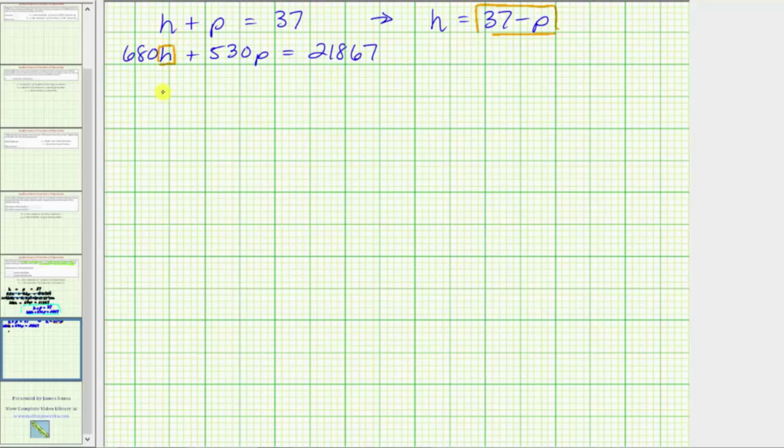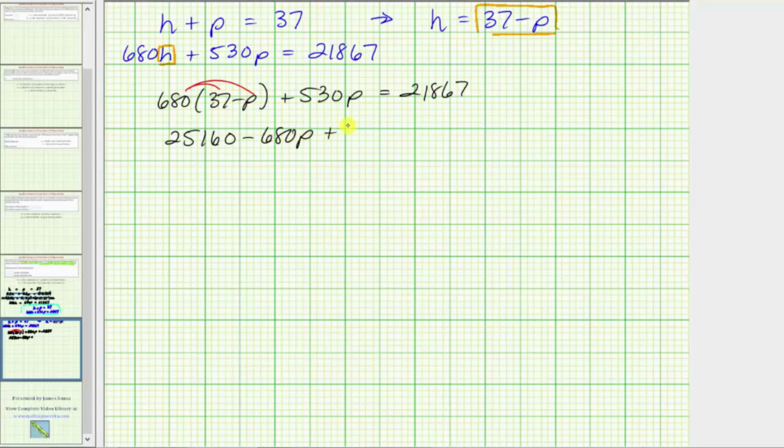Performing this substitution, we would have 680 times the quantity 37 minus p plus 530p equals 21,867. Notice now we have an equation with one unknown, which we can now solve for p. To solve for p, for the next step, let's clear the parentheses here. 680 times 37 is equal to 25,160. And we have minus 680p plus 530p equals 21,867. Combining like terms, negative 680p plus 530p is equal to negative 150p.